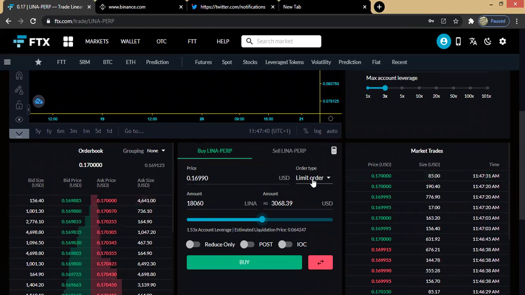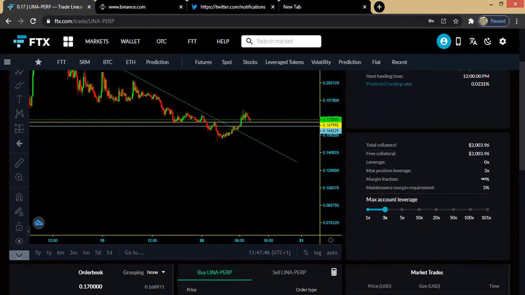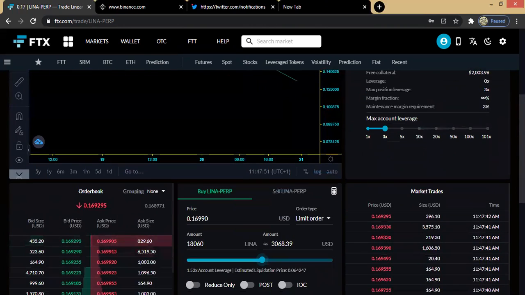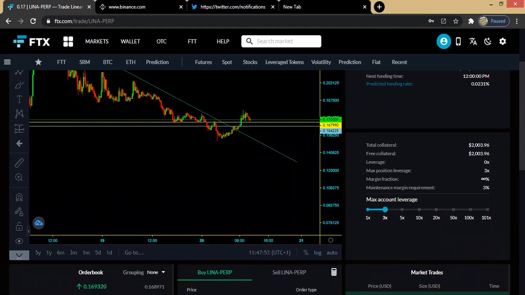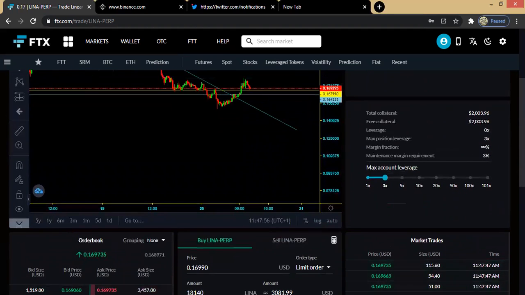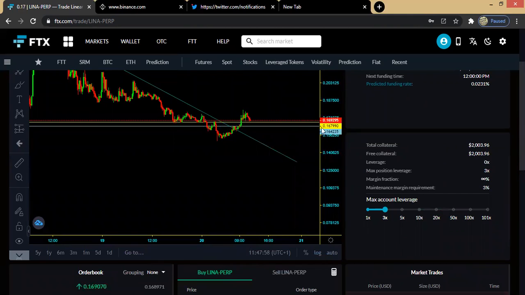It's a limit order because I'm trying to buy at a price that the coin hasn't fallen to. I'm trying to buy lower than the current price. The current price is 0.17. Don't judge with what we are seeing here. It has actually come down a bit now. So we have 0.167990. Let me just bring it down a bit because this looks like it still wants to correct more.